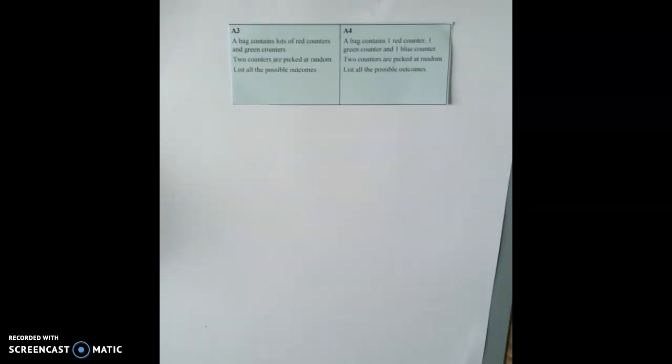Now the next question says, a bag contains lots of red counters and green counters. Two counters are picked at random. List all the possible outcomes. Your first impression might be, well, I can't list the outcomes because I don't know how many red counters and how many green counters there are. But you don't actually need to know that.